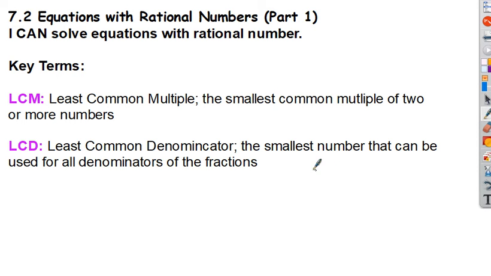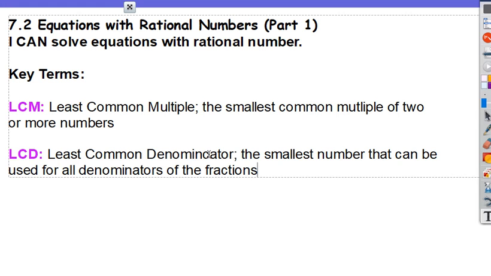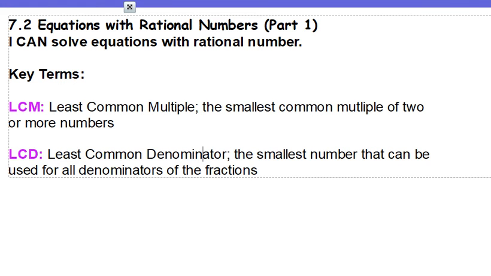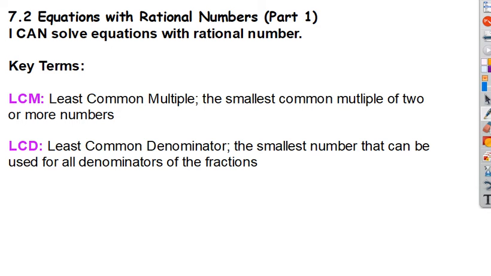So the main things to think about and know about today are the LCM, which is the least common multiple. It's the smallest common multiple of two or more numbers. And then the LCD, which is the least common denominator. It's the smallest number that can be used for all denominators of the fractions.